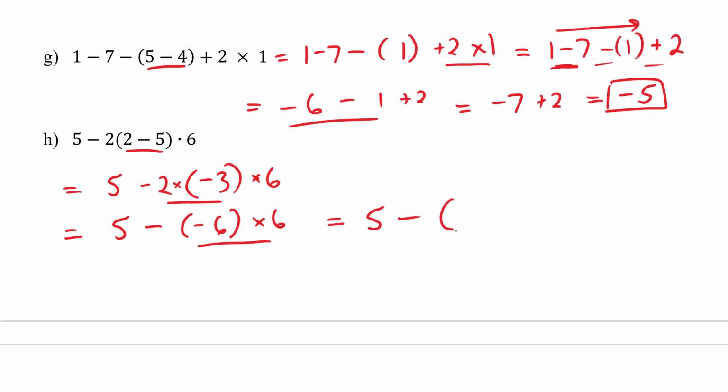5 minus 6 times 6 is minus 36. You can see I left this negative sign out of the calculation. I left it there, and that's fine. Now, it comes here. We have two negatives making a positive. So 5 plus 36, which is equal to 41. So as I'll remind you again, when do you use your order of operations? You always use your order of operations.